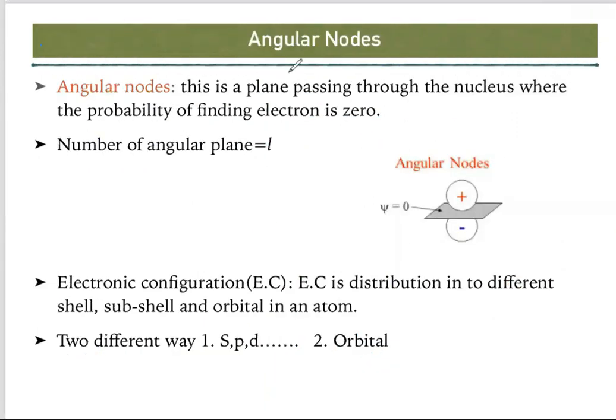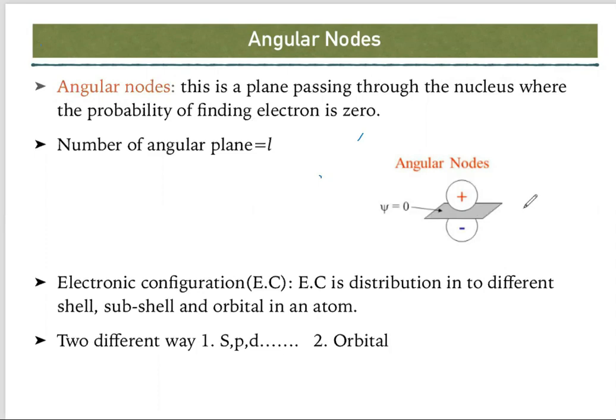Okay. So next, we'll talk about the angular nodes. So what are angular nodes? This is a plane passing through the nucleus where the probability of finding an electron is 0. That means for all the s, p, d, f orbitals, we have to see. So what is the meaning? This is a plane passing through the nucleus where the probability of finding an electron is 0. See, this is how a node is represented. Okay. So this is plus and this is minus.